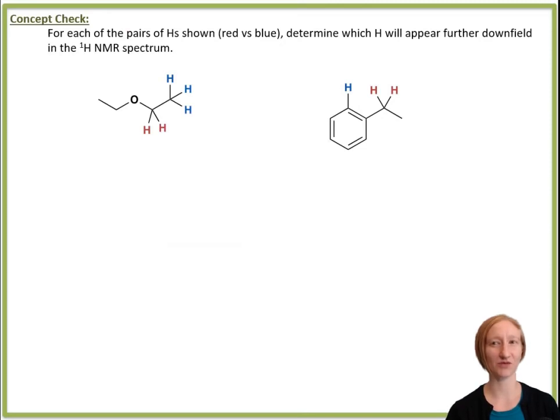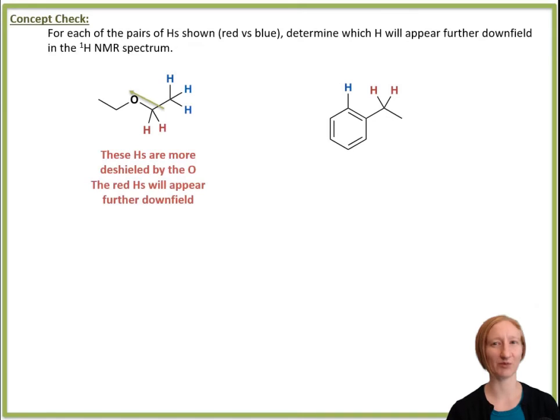In the first molecule, the important difference between the red and blue hydrogens is how close they are to the oxygen atom. The oxygen is electronegative. It will pull electron density towards itself, and that will de-shield the neighboring protons. The closer the protons are to that oxygen, the more they will feel the influence of that oxygen, the more de-shielded they will be, and the further downfield they will appear. So in this first example, the red hydrogens that are closer to the oxygen will appear further downfield.